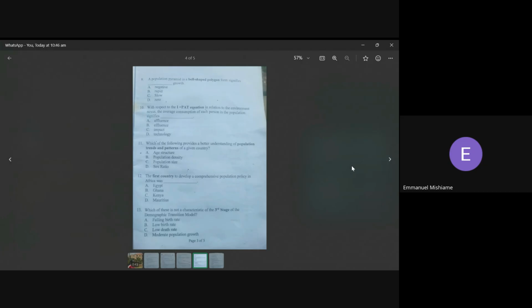Which of the following provides a better understanding of population trends and patterns of a given country? A, age structure, B, population density, C, population size. Yes, I'm waiting. Say A. Age structure.